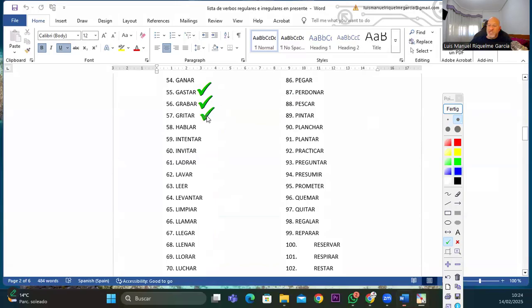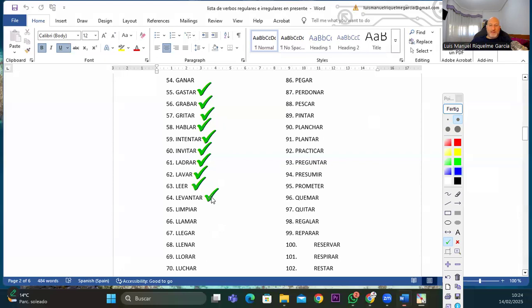Gritar, to shout, to scream. Hablar, to talk, to speak. Intentar, to try to do something, to attempt to do something. Invitar, to invite or to treat someone to something. Treat someone to a beer. Ladrar, to bark when the dogs bark. Lavar, to wash. Leer, to read.